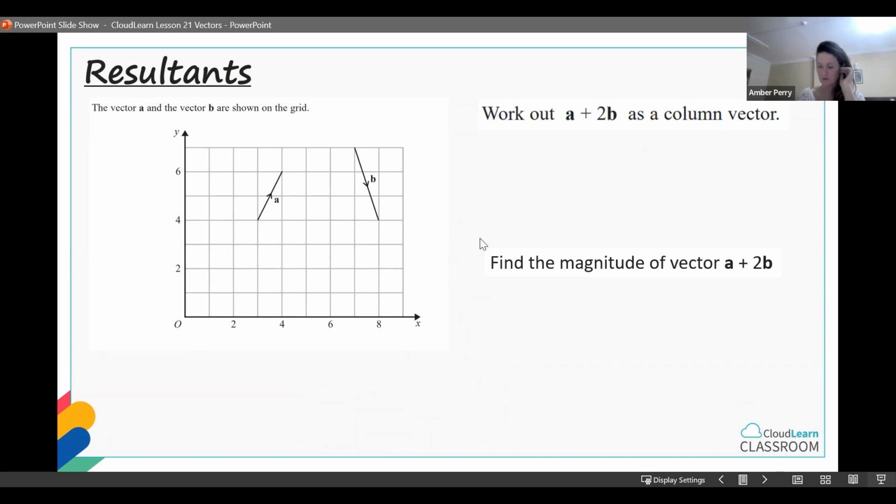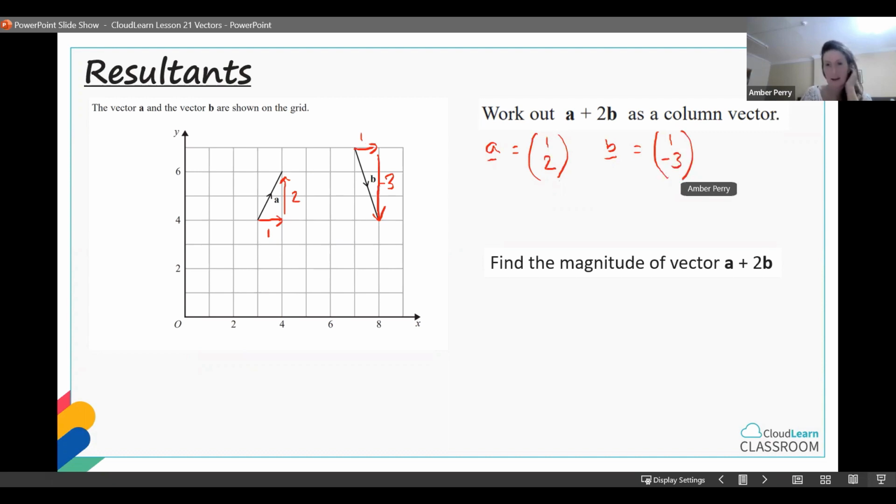What I would need to do here is write down the vectors of both A and B. So let's do that first. We've got A is 1 across and 2 up, so I would write down A as a column vector, 1, 2. And then B is 1 across, but this time it's 3 down, so it's actually minus 3. So B is 1 across, minus 3.